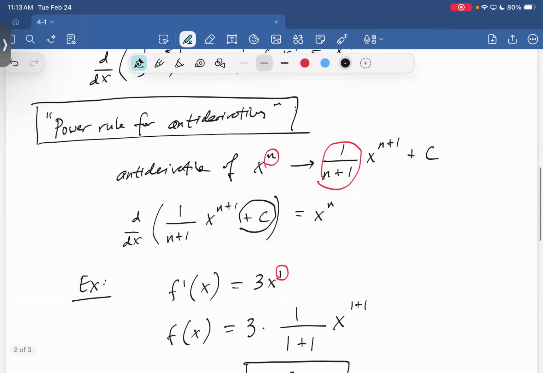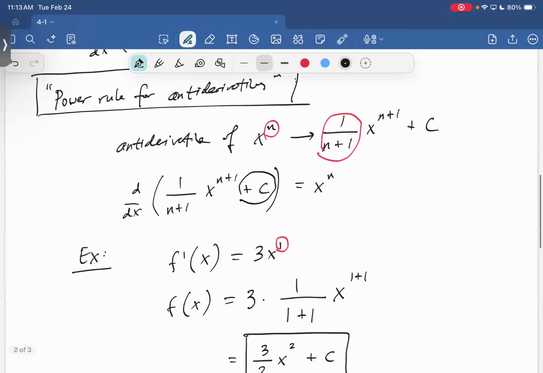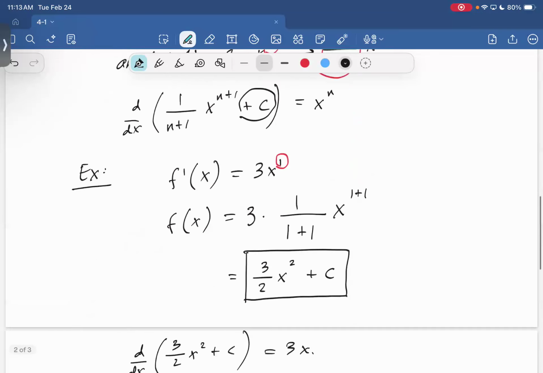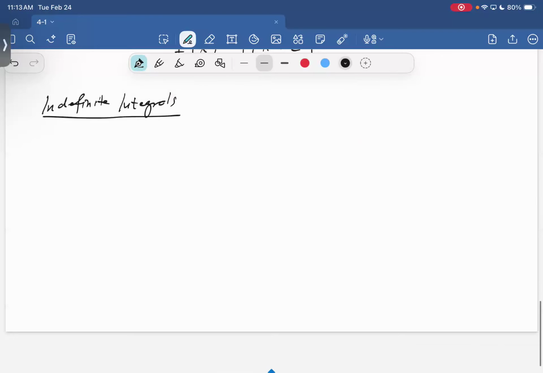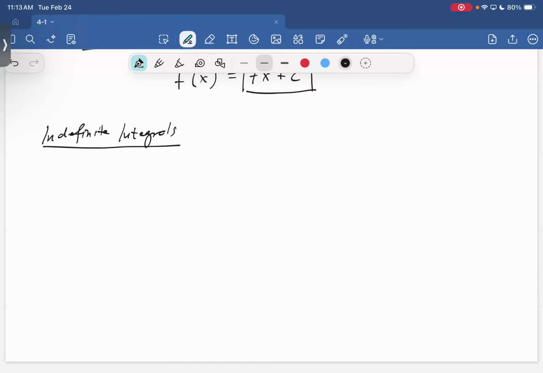Are you guys done? Anybody need more time? You should have gotten 3x plus c and 2/3 x cubed plus c. Any questions?